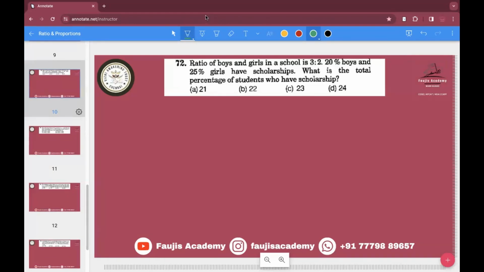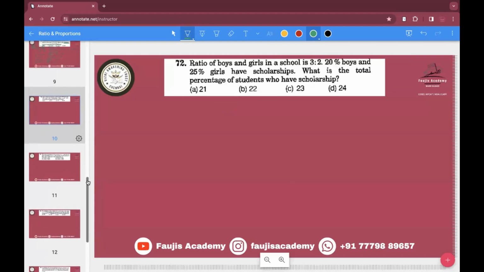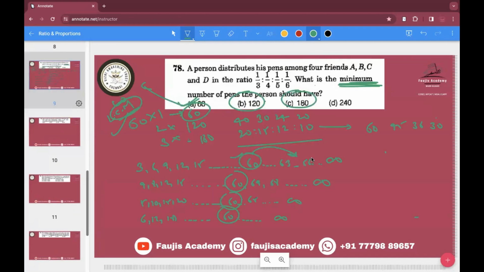So can we find the maximum for this question? No, we cannot find the maximum. Can there be a maximum? We got this value of 20:15:12:10. How much maximum do you want to give? Let's say he has 6,000 pens. Let's say he has 6 lakh pens. Let's say he has 6 crore pens. There's no maximum. Only infinity is the maximum.